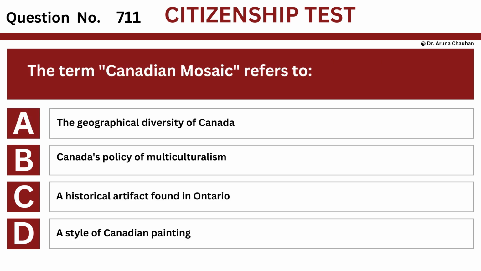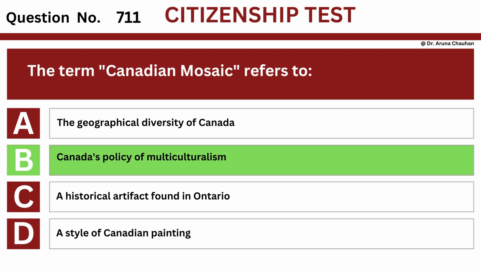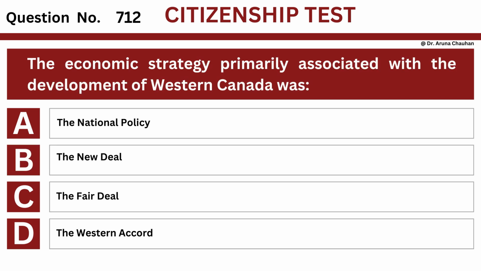Question number 711. The term Canadian mosaic refers to: option A, the geographical diversity of Canada. Option B, Canada's policy of multiculturalism. Option C, a historical artifact found in Ontario. Option D, a style of Canadian painting. The answer is option B, Canada's policy of multiculturalism.